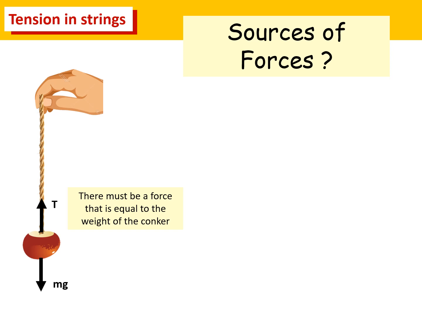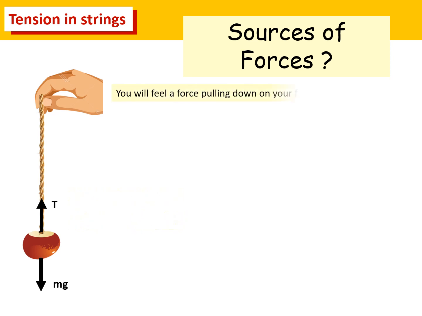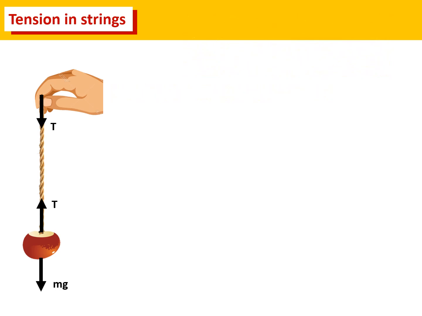Now, if it's you holding that conker on the end of a string, you will feel a force pulling down on you, and that force will be created by the tension in the string. Now, you may be tempted to think that what you are feeling is the weight of the conker. Weight only acts on the object itself, so the weight of the conker is only acting on the conker.